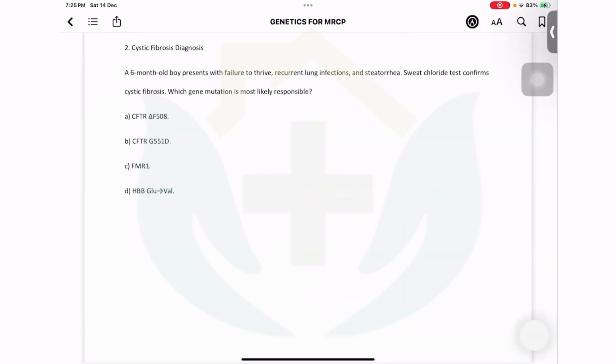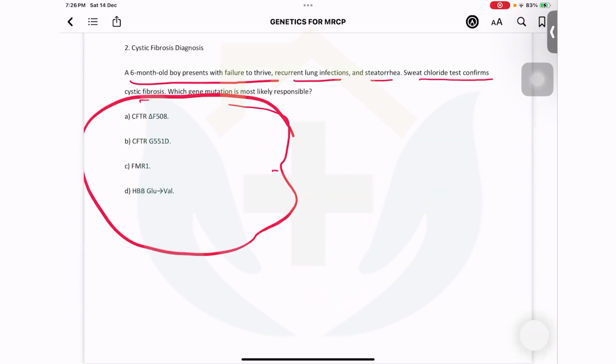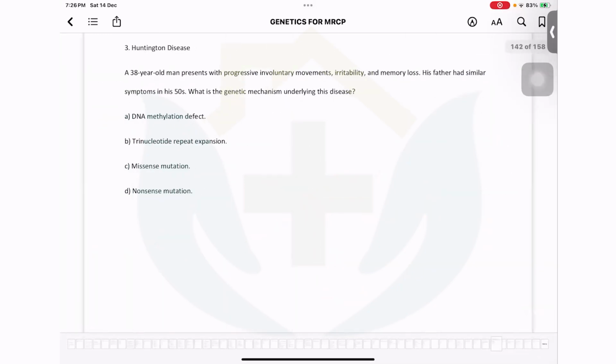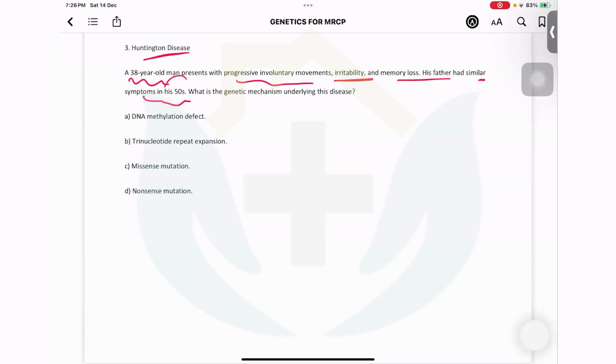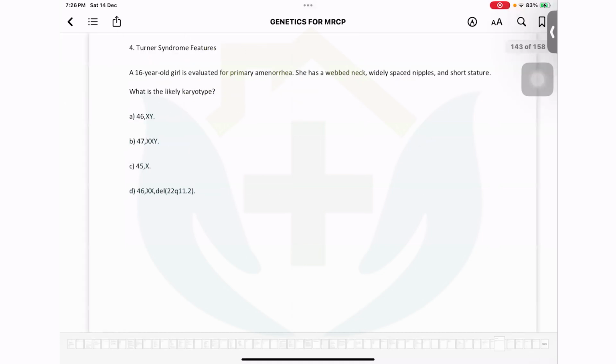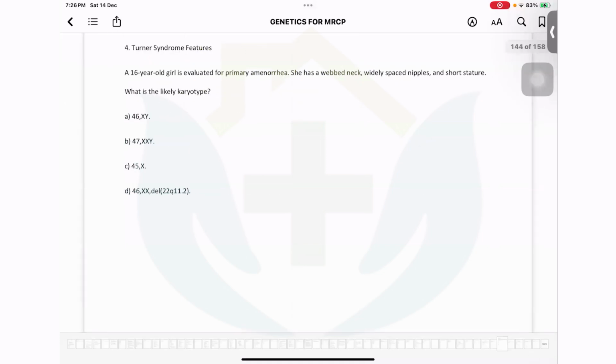Okay. Cystic fibrosis diagnosis. A 6-month-old boy presents with failure to thrive, recurrent lung infections, steatorrhea, sweat chloride test confirms diagnosis. Which is the gene most likely important here? What is the mutation? CFTR delta 508. Cool. Huntington's disease. 30-year-old man, progressive involuntary movement, irritability, memory loss. Father had similar symptoms in his 50s. What is the genetic mechanism underlying? Trinucleotide expansion. Good.